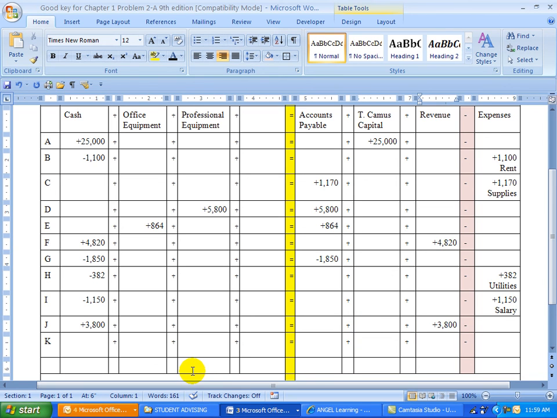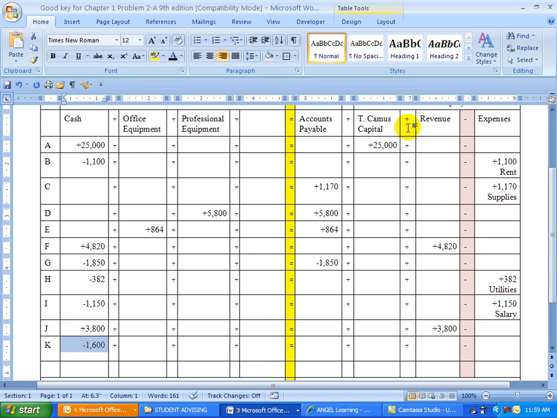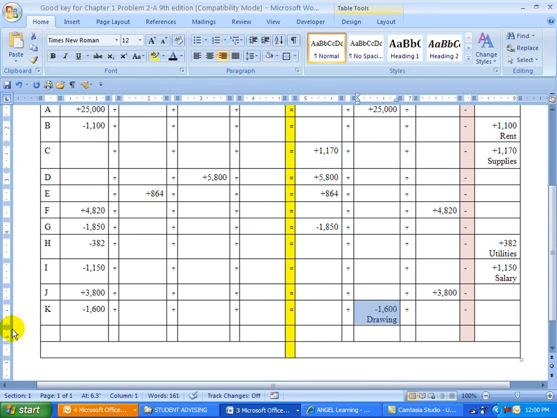Looking at letter K, the owner withdrew cash for personal use. They cannot pay themselves a salary. It's considered a draw, just like when you go to the bank and you draw money out of your account. Because we're writing a check, our cash is decreasing, so it's a minus there. And for right now, there's no drawing account listed up here. So we're going to tuck it in capital and show it as a decrease and actually label it as drawing.